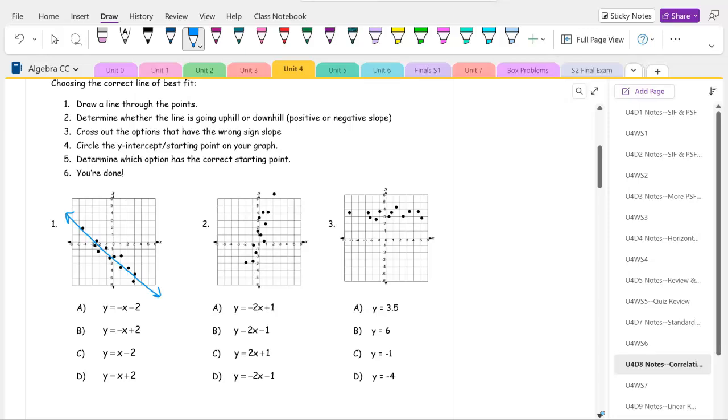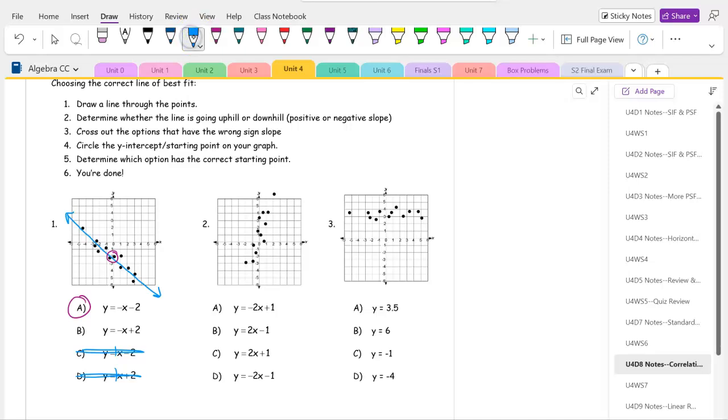I'm going to determine whether the line has a positive or negative slope. This has a negative slope since it's decreasing. Then I'm going to cross out the options that have the wrong sign slope. That would be C and D because both of these have a positive 1 for your slope. Next, I'm going to circle the y-intercept or starting point on my graph, which would be right here on that y-axis, and then determine which option has the correct y-intercept. So for me, that is option A. It's at a -2, and that's it.